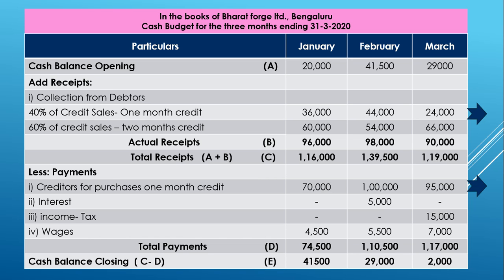So this whole summary shows that after 3 months, at the end of the period, you have a closing balance of 2,000 in your hand. Alright, have you understood this?